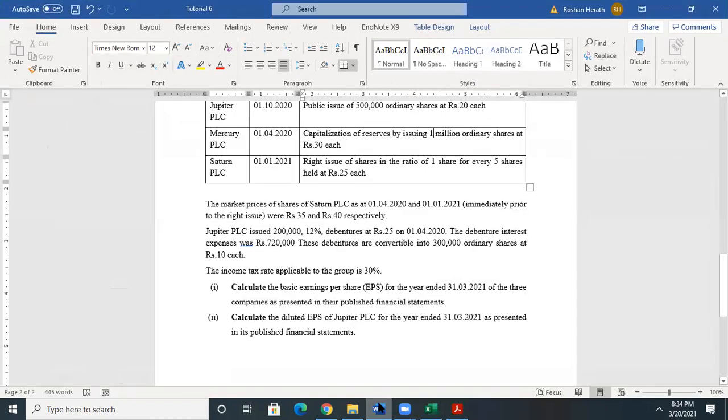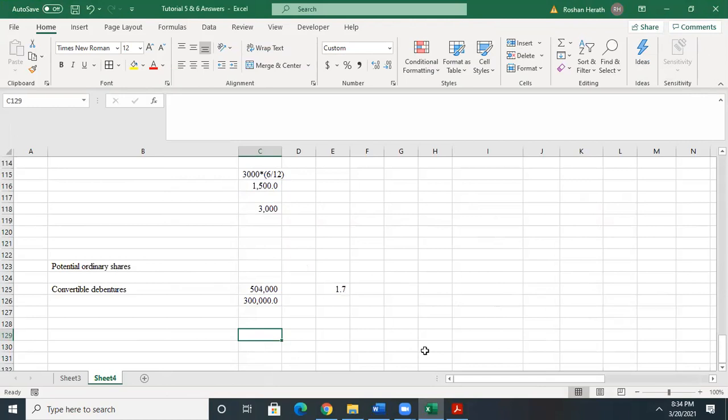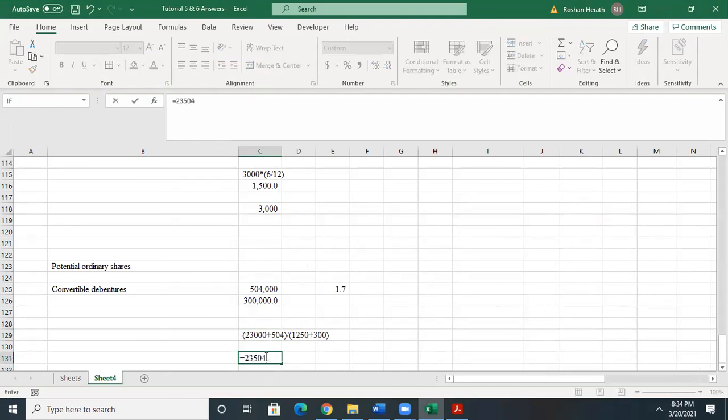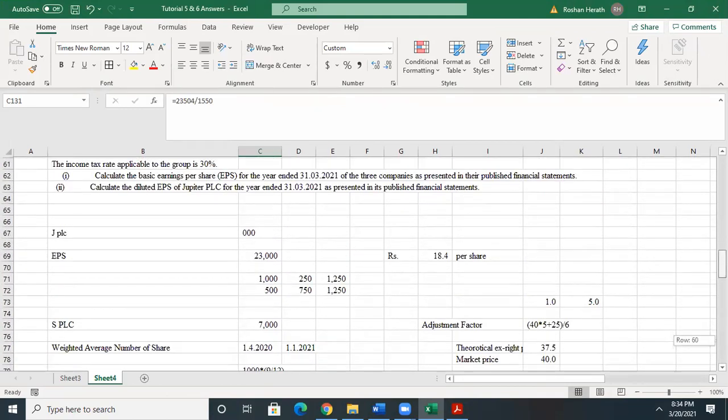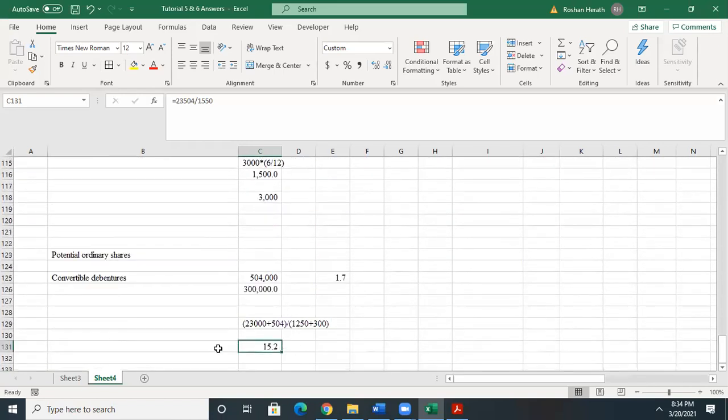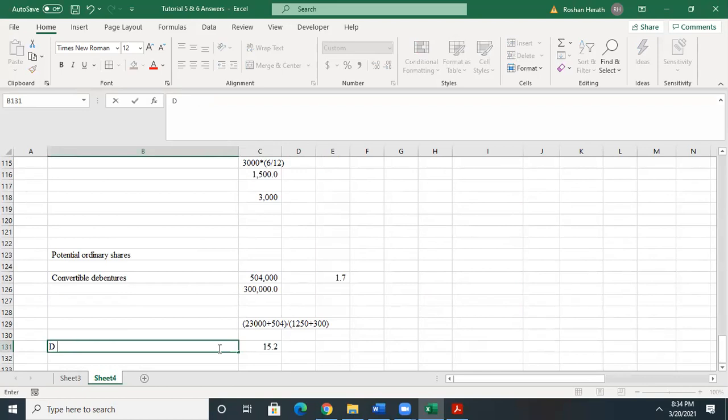We take the figures in thousands. Then we get to 23,500 divided by 1,550, which is 15.2. What was the answer you got earlier? 18.4. It's fine. No problem. It's diluted. So therefore, this is the diluted earnings per share, right?